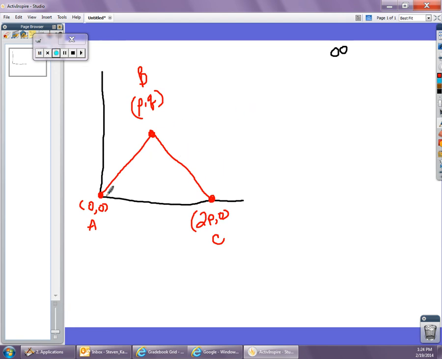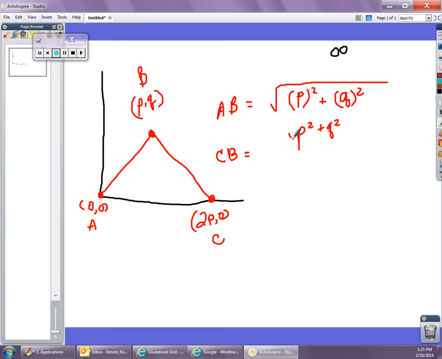To prove an isosceles triangle, we're going to find the distance of AB, and then also find the distance of CB or BC. So I'm going to use the distance formula. If you subtract the x's, P minus 0 is just P squared, plus Q minus 0, which is just Q squared. That gets us the square root of P squared plus Q squared, and that's as far as you can go because you cannot individually square root them. So that's the distance from A to B.